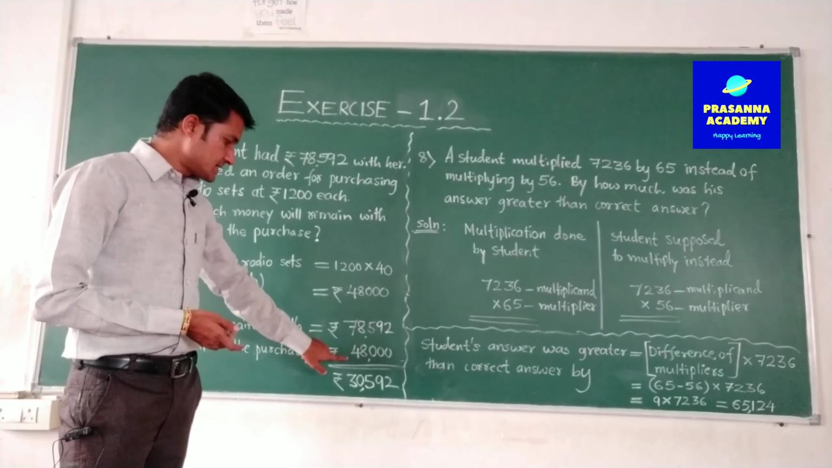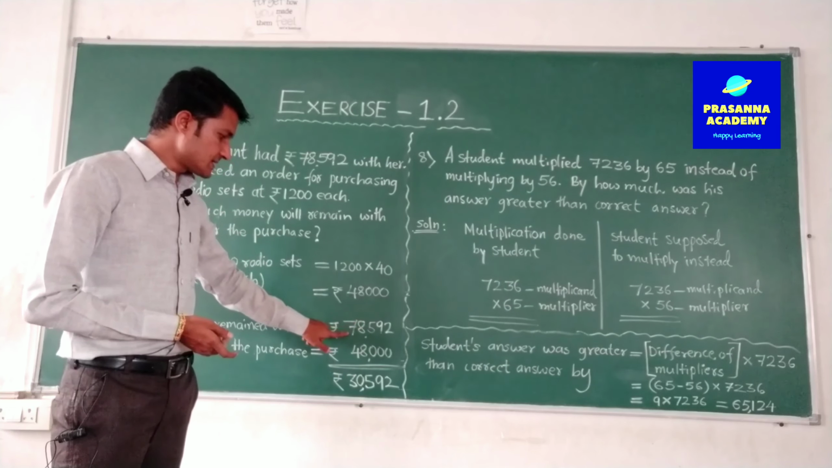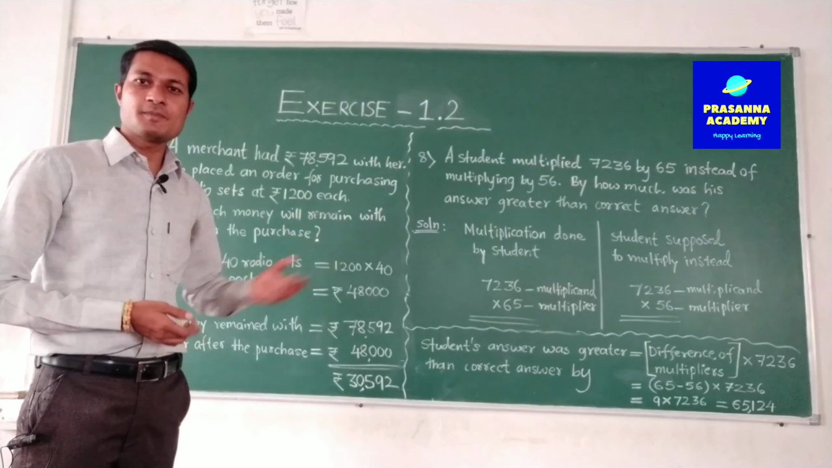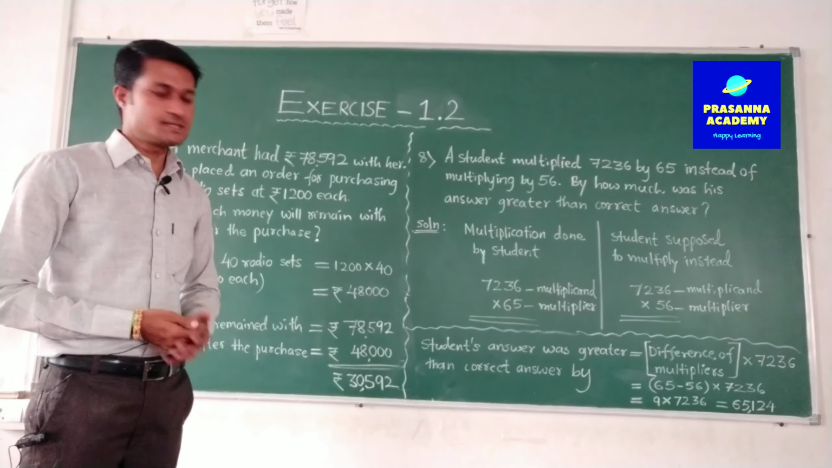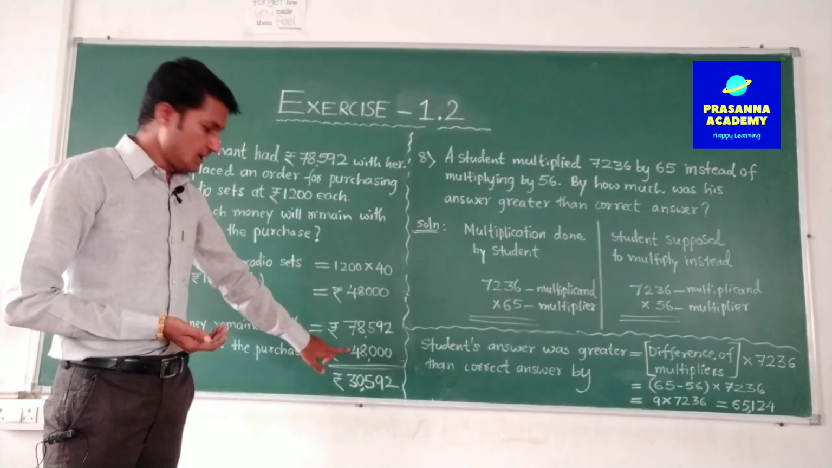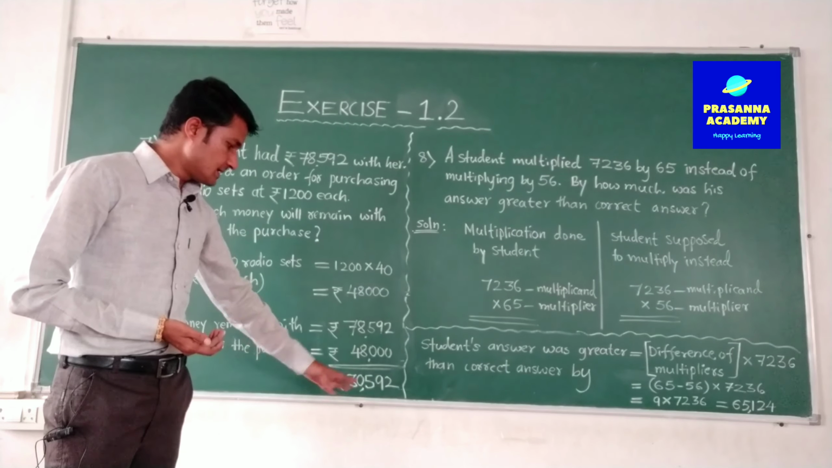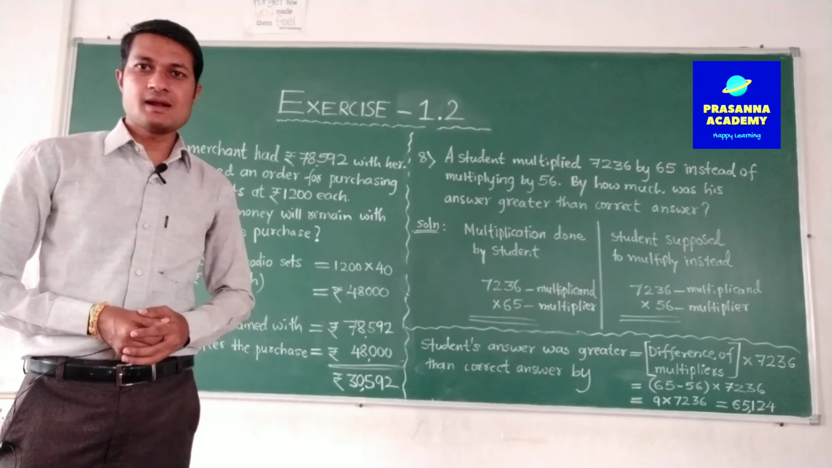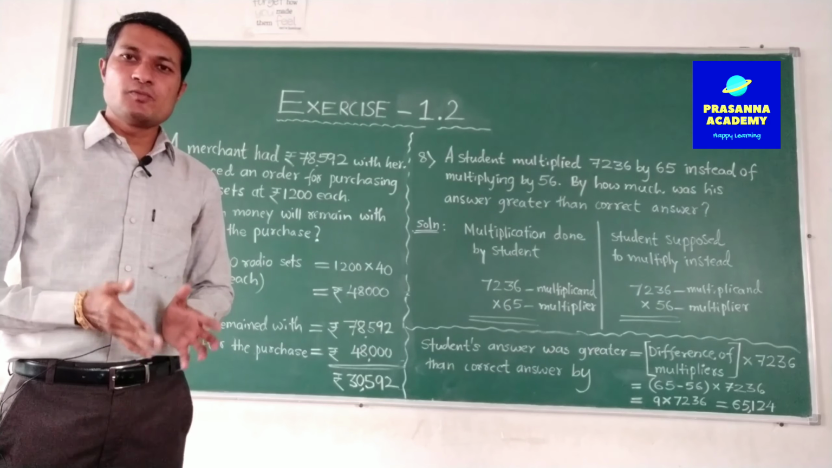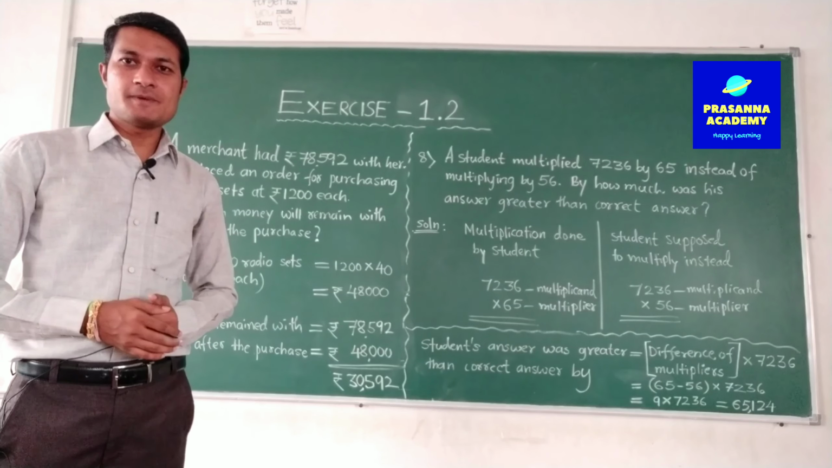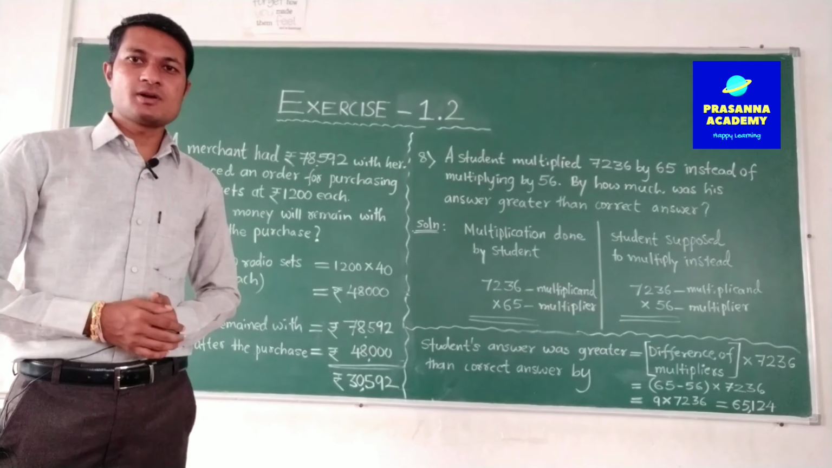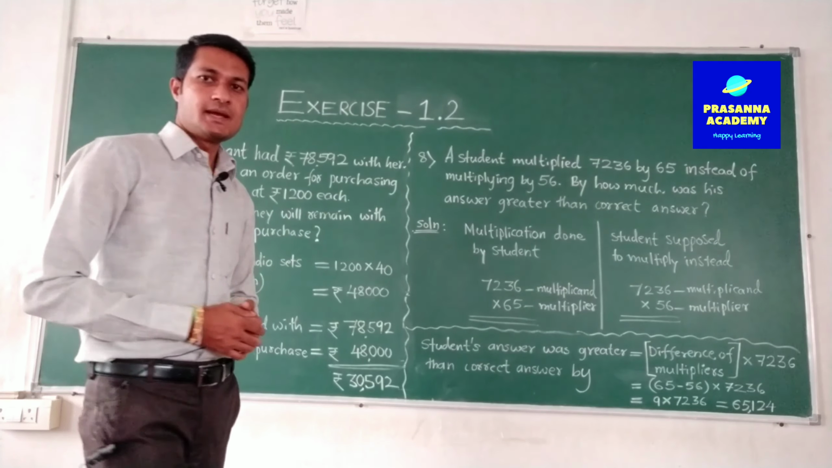Then subtract this 48,000 rupees from the 78,592 rupees which she had before purchasing those 40 radio sets. Once we subtract properly, we will get the difference as 30,592. So this 30,592 is the money which is left with her after purchasing 40 radio sets at the price of 1200 rupees each. Now let us move on to the next question, that is the 8th question.